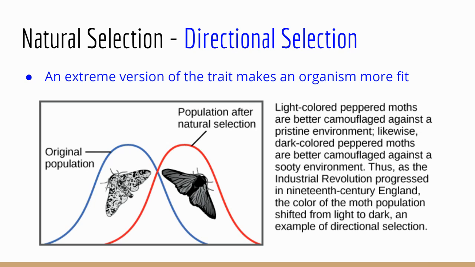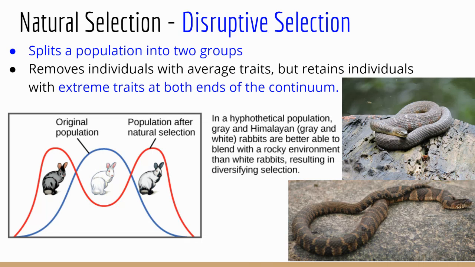The last type that's typically shown in a chart like this is disruptive selection, and that basically splits a population into 2 groups on either extreme. So in this population, gray and Himalayan, which is both gray and white, rabbits are better adapted to blend in with the rocks in their environments, while white rabbits were not.